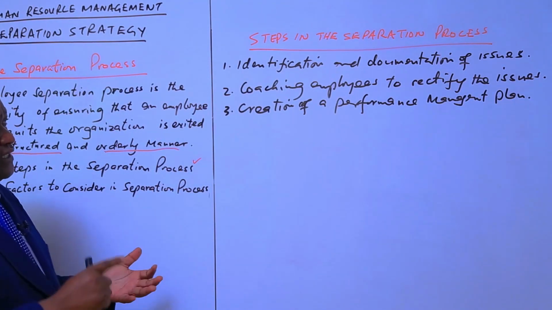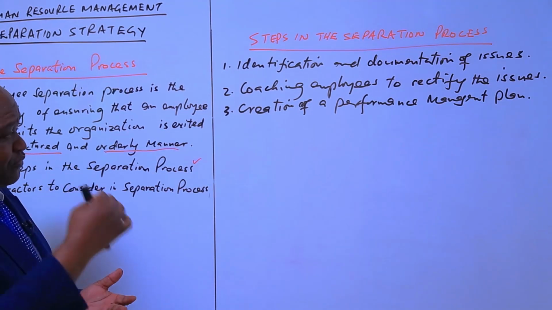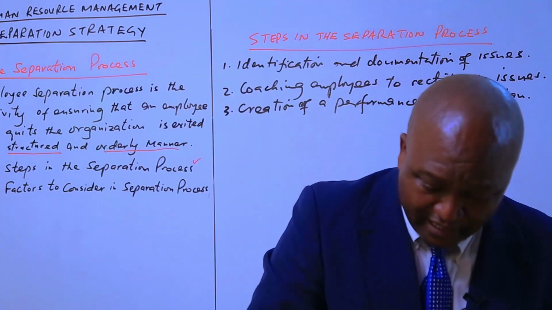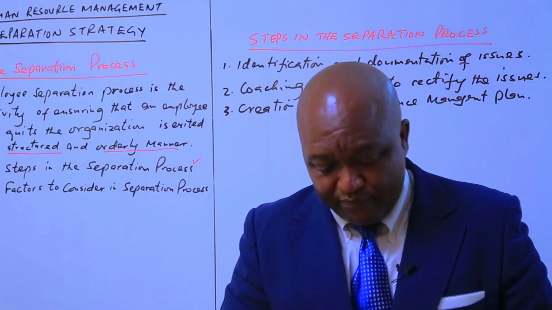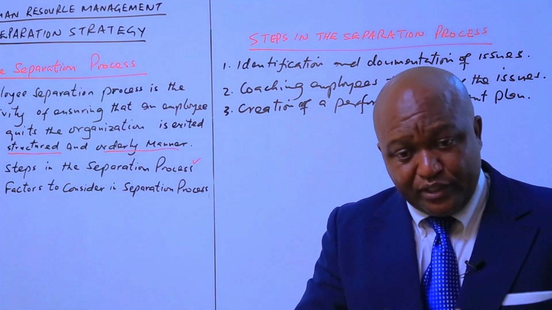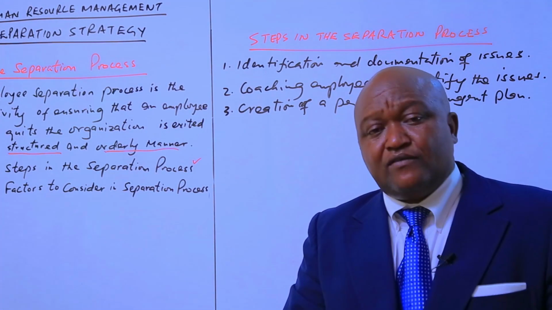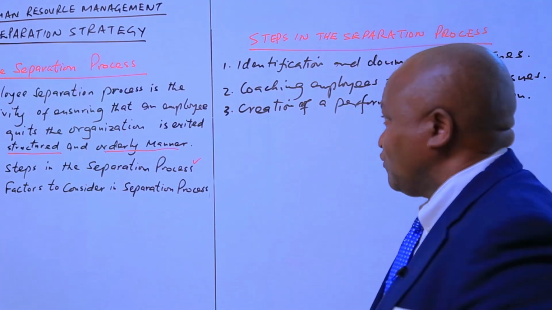You have now identified the issues. The employee has been coached and the employee has been told your performance is going to be monitored for the next 3 months, the next 6 months, the next 9 months. So the creation of that performance management plan becomes important to see whether the employee is improving, and the employee is informed. If the employee doesn't improve, the performance contract can, for example, be terminated. Then number 4, termination of employment.